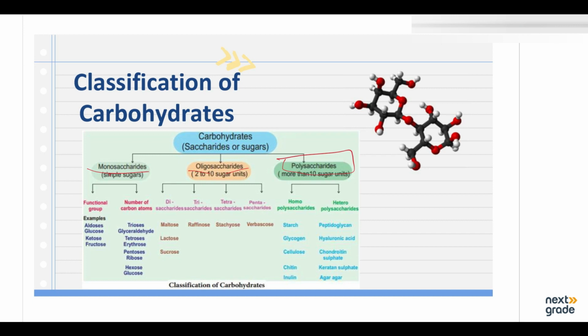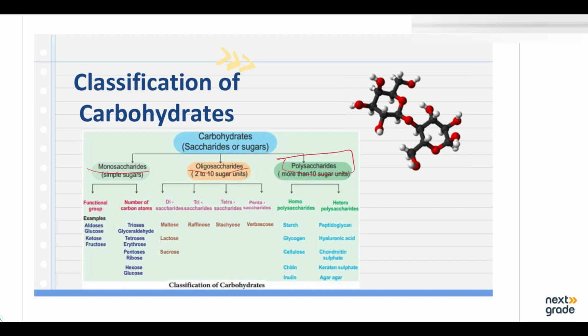So polysaccharides are the long polymers of monosaccharides. They contain more than 10 sugar units. They can be homopolysaccharides, made of the same monosaccharide group, or they can be heteropolysaccharides in nature. The homopolysaccharides are like starch, glycogen, cellulose, chitin, inulin. The heteropolysaccharides are like peptidoglycan, hyaluronic acid, like those.